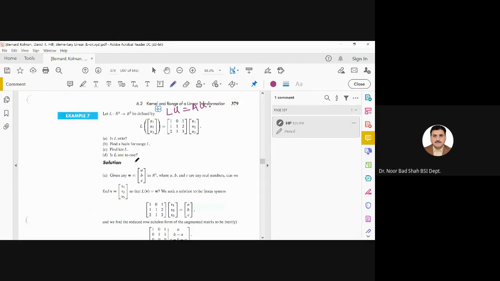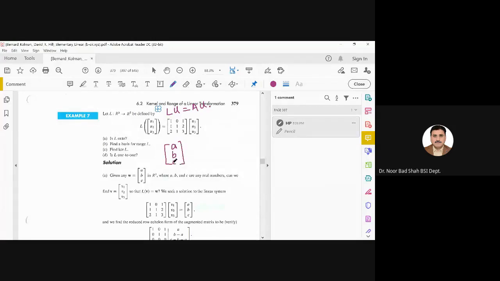The other way is if the basis for the range is equal to the basis of R3, it will be onto. Otherwise, it will not be onto. I think the first method is okay. That's easy. You take one element from R3. As I said, elements of R3 have the form A, B, C.